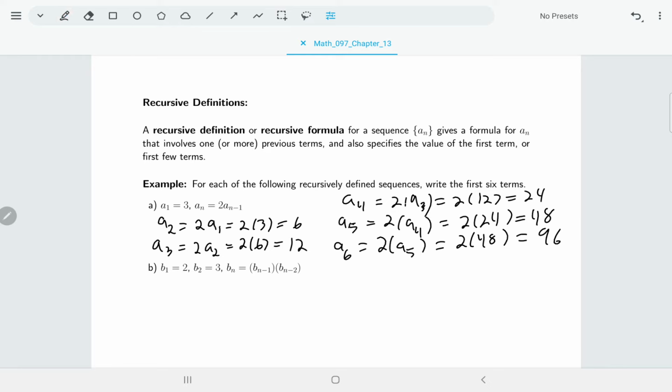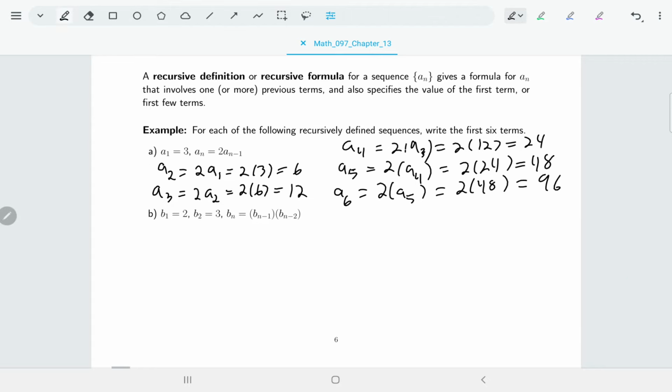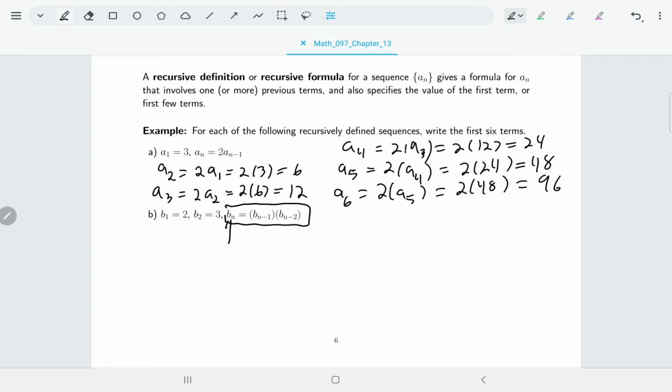Now you can also have a recursive definition that's not just in terms of the previous term, but maybe the previous two terms. That's what we've got going on here with this recursive definition. It says that if you want term n, then you need to take terms n minus 1 and n minus 2 and multiply them together. So in other words, if you want a current term, you need the two previous terms and you need to multiply them together. And so that means that you need at least two terms to start this off. That's why we have two initial terms given to us, the first term and the second term.